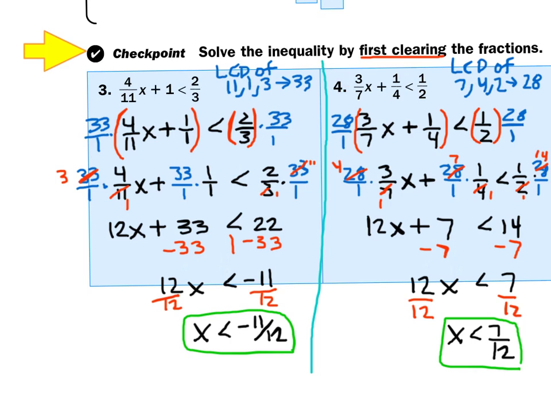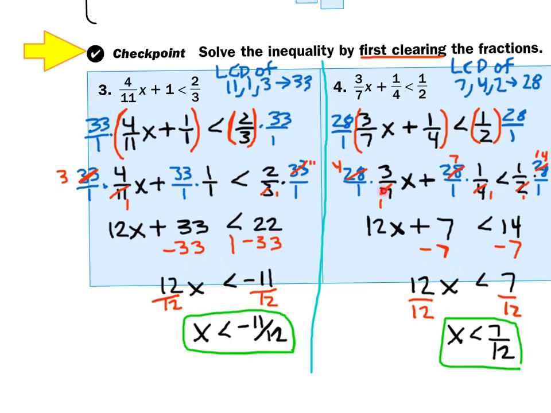Okay, take a look at number 4. To clear the fractions, I have to get rid of 7, 4, and 2. So 7, 4, and 2, the lowest common denominator would be 28. So I'm going to multiply everything by 28. 28 times 3/7 x, I wrote that here. Then I brought down the plus, and then 28 times 1/4, I wrote that right here. Then I brought down the inequality, and then 28 times 1/2, I wrote that over here.